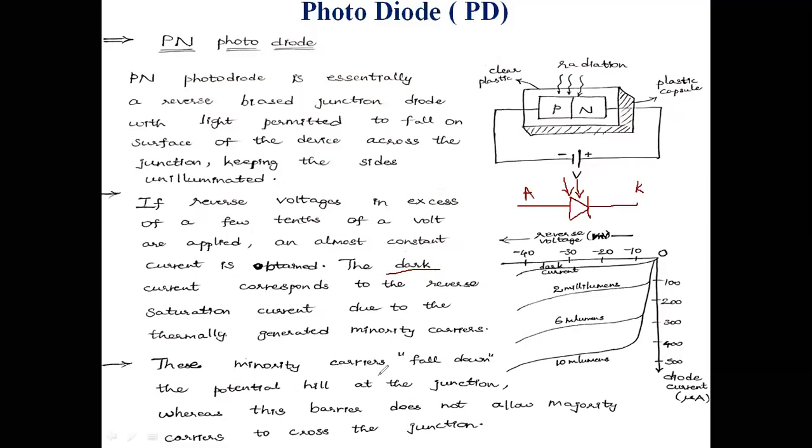These minority carriers fall down the potential hill at the junction, whereas this barrier does not allow majority carriers to cross the junction.